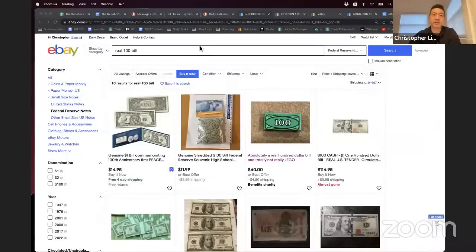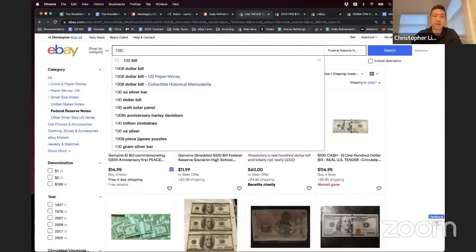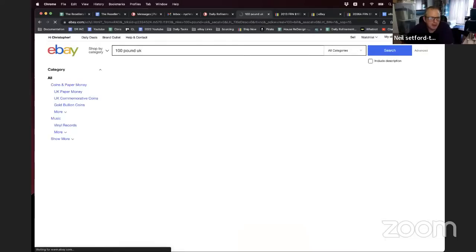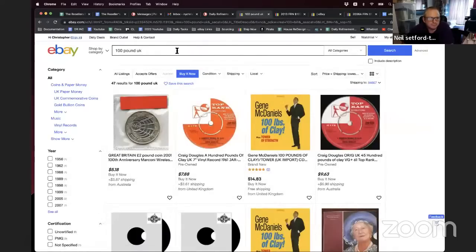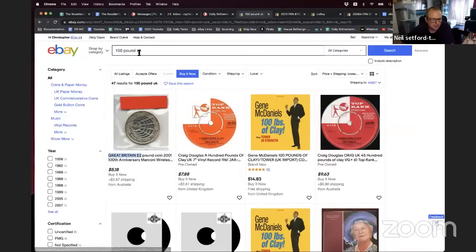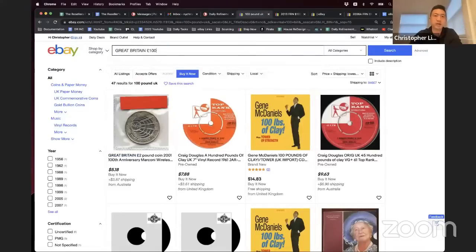Anyway, the conversation today is how would you price an item? And it is interesting to me. Neil said that they're £100. Okay, what am I looking for? UK £100 coin. Should I use that symbol? Yeah, use the pound symbol. 100.